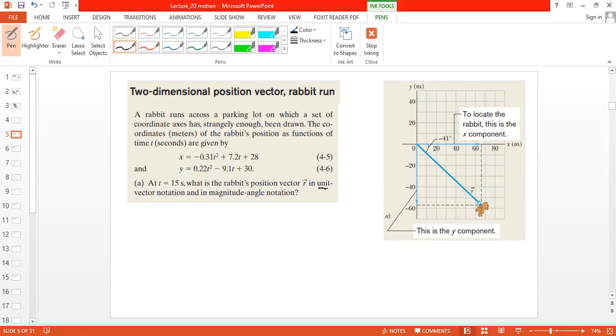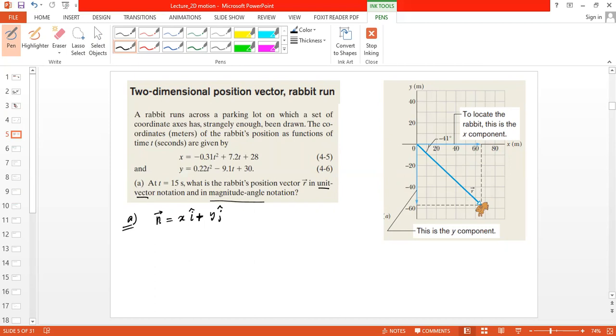So let's see what unit vector notation means and what magnitude angle notation means. Let's try first: what is unit vector notation? If you write a vector using unit vectors, that is called unit vector notation. So we can write the position vector in unit vector notation as r equal to xi plus yj.